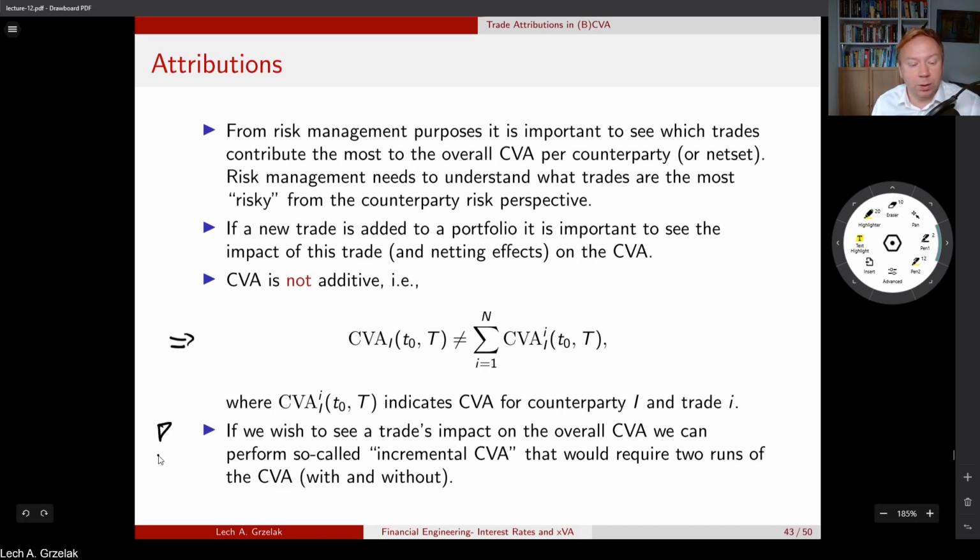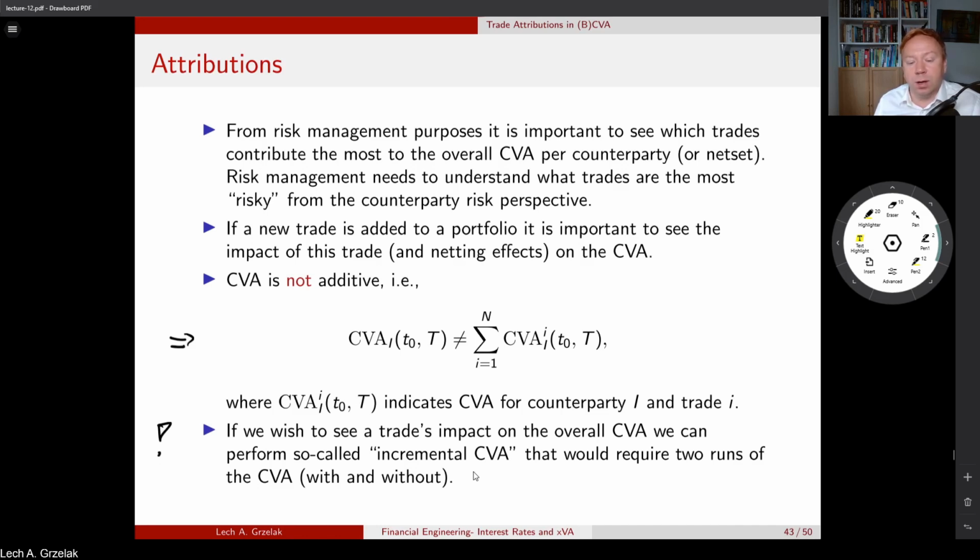There's another thing that we could think of, the so-called incremental CVA. If a client would like to get a new contract, we can evaluate the portfolio with and without that contract. So by having two Monte Carlo runs or two CVA evaluations, we can calculate the contribution of a particular contract to the overall portfolio of the counterparty. That's called incremental CVA, and that can be performed.